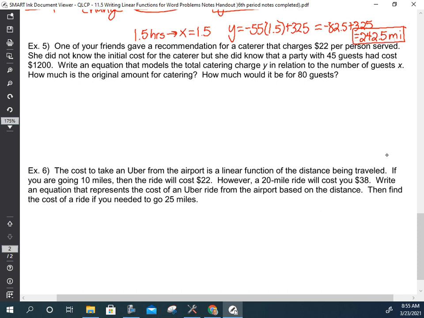So there's 3 things that they're asking you for. They're asking you to write the equation, they're asking you how much is the original amount, and they're asking how much it would be for 80 guests. So there's 3 parts to the problem. So we read the problem. Now let's go back through it again. The caterer charges $22 per person served. So there's your rate of change. $22 per person.